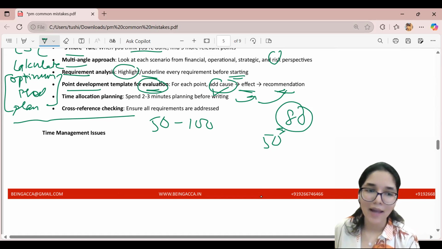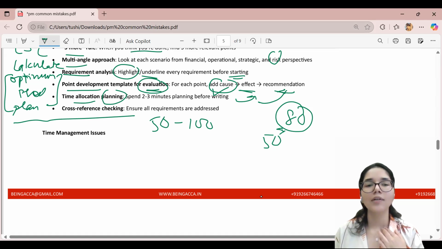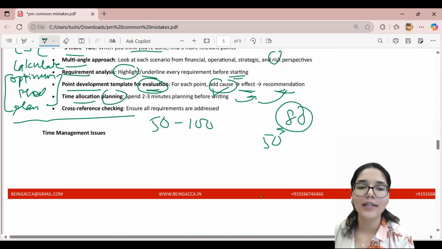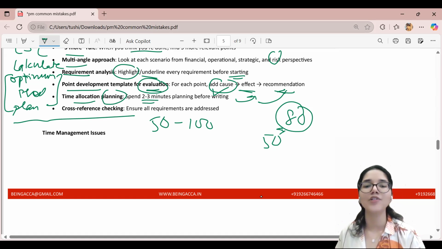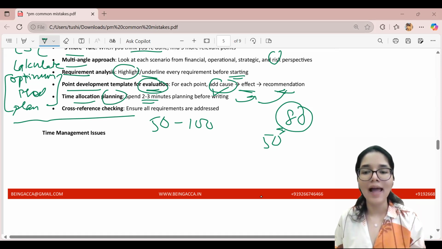Now, your time allocation should be a little bit there in the planning part. I have a detailed section on the time planning also, but whatever time you allocate to each and every requirement, ensure that you spend 2 to 3 minutes planning your answer before you actually start writing your answer. Specifically, if it is a section C requirement where you are supposed to write a discussion, discussion should only be written once you have planned it properly.